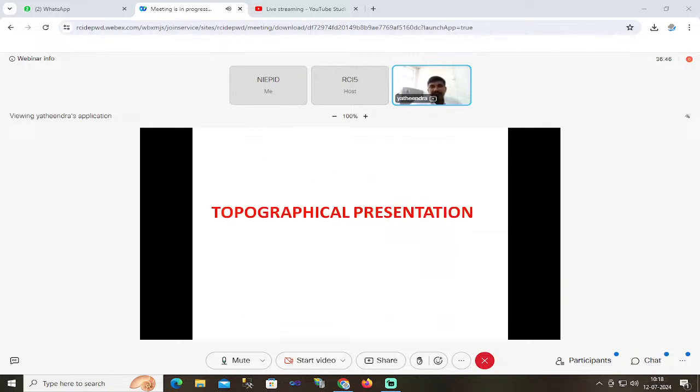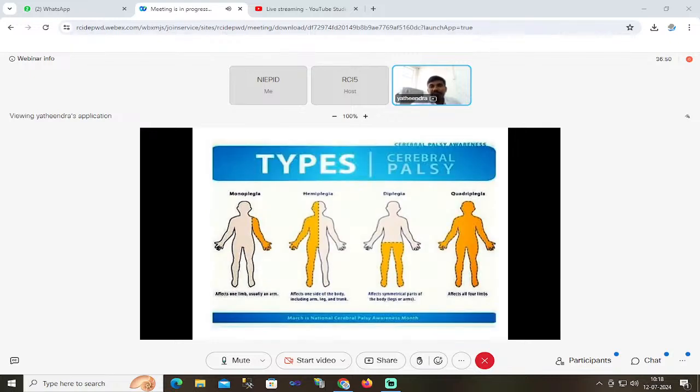So the first one is the topographical presentation. Okay. Can you see this picture? The body area is represented here and it is shaded in brown color, right? When I mention topographical, it is which part of the limb, which part of the body is affected. Based upon that, the CP is classified.